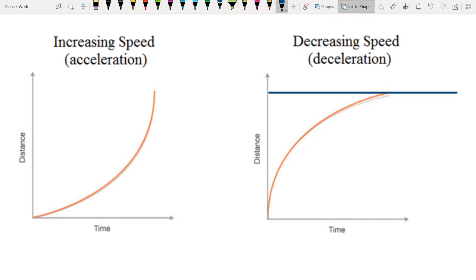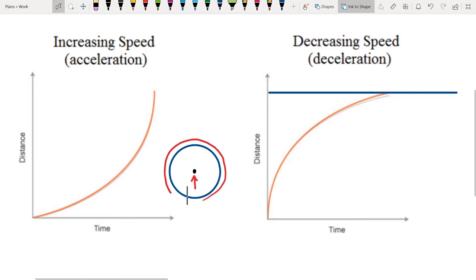Now, there is one other possibility, and that is that the person is running around a fixed point in a perfect circle. This would mean their distance from the fixed point in the middle would never change as they went around the fixed point in a perfect circle. That's really just an exception. Normally, when we talk about a line being horizontal, it will mean that the person has stopped moving.